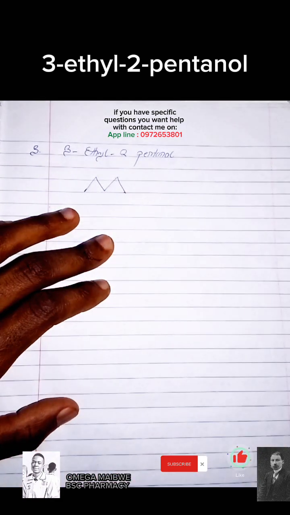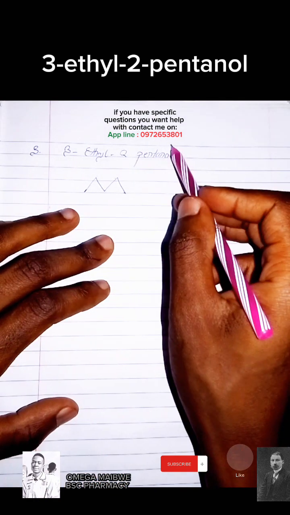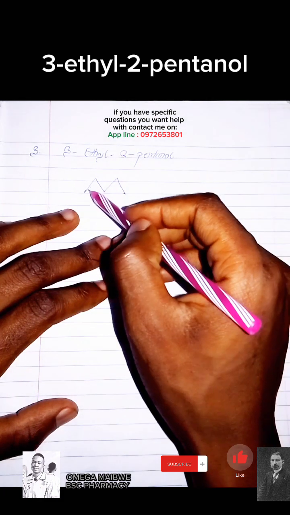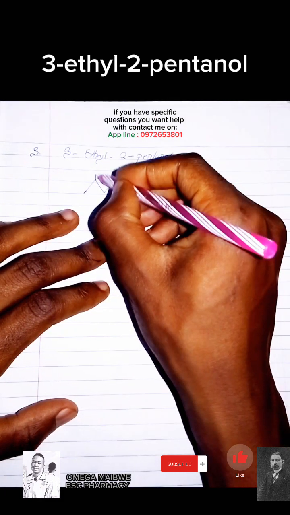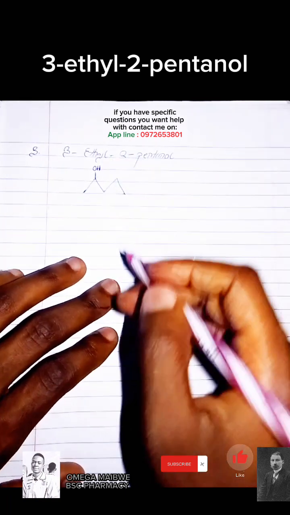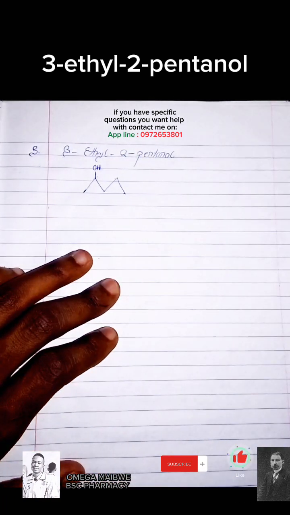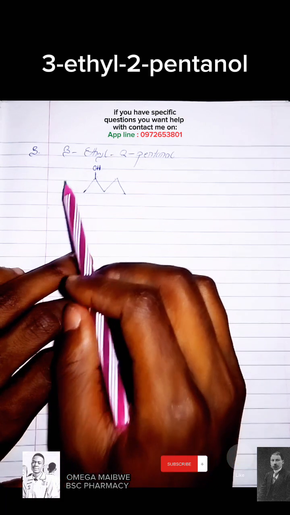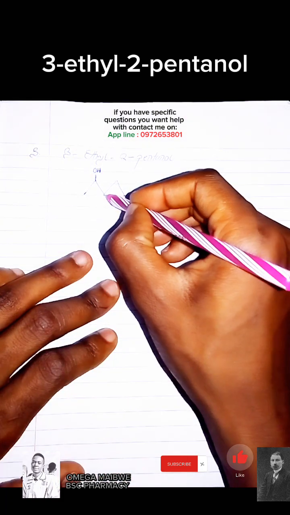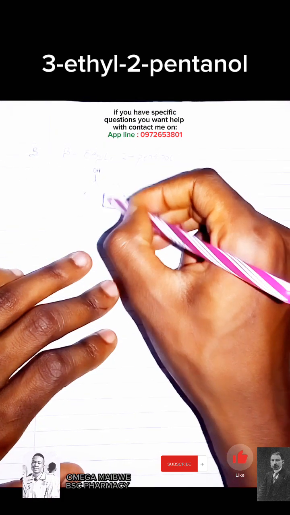Now that we have drawn the parent part, we know that at position 2 is the alcohol group. So I could say 1, 2. Okay, let's put that there. But then we also know that at position 3 there's an ethyl group. So 1, 2, 3. Okay, so let's put our ethyl group like that.